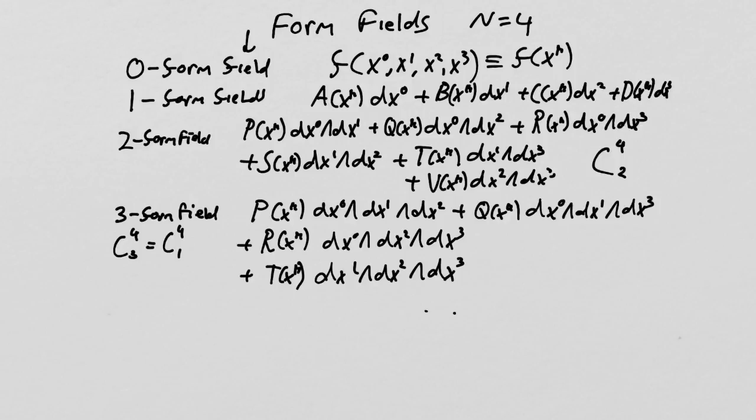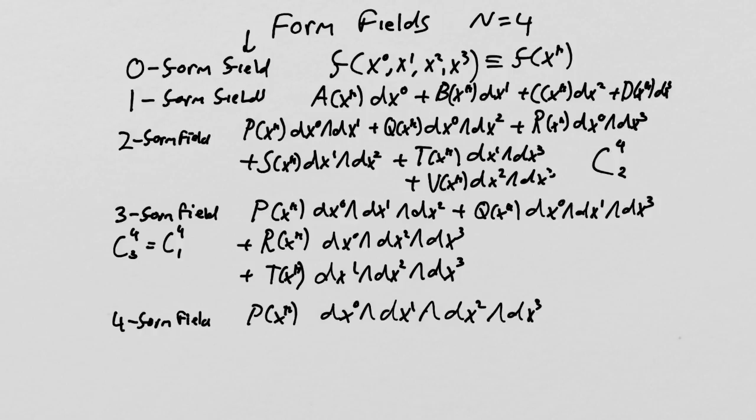Okay, so those are the form fields. Then there's one more, a four-form field, which is going to be P x mu dx0 wedge dx1 wedge dx2 wedge dx3, and there are no possible other combinations of these. It's C4 choose 4, which equals 1, right? So there's only one dimension in this space, and that's what it is, right there. This is analogous for every p-form. For n equals 4, we're done, right?